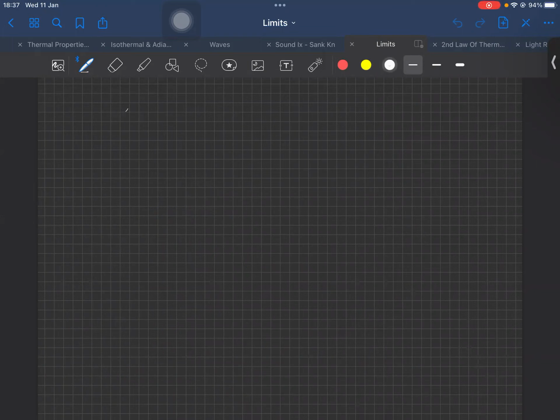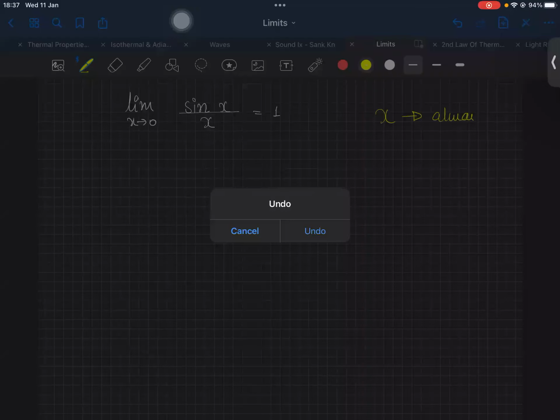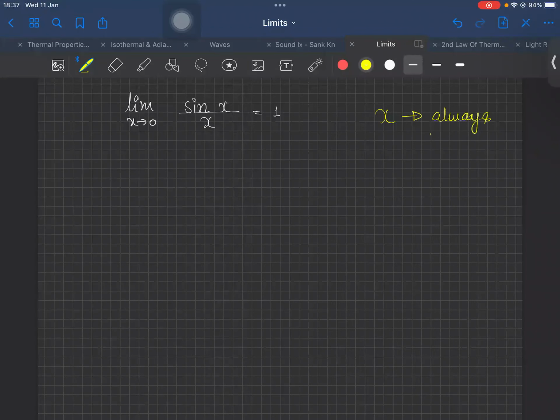See, whenever we are solving limit x tends to 0 of sine of any trigonometric function, let's say sine x upon x, we have found that this is equal to 1. But this x is always radian. Okay, x is measured in radians. Understood? Got it? So x is in radian.